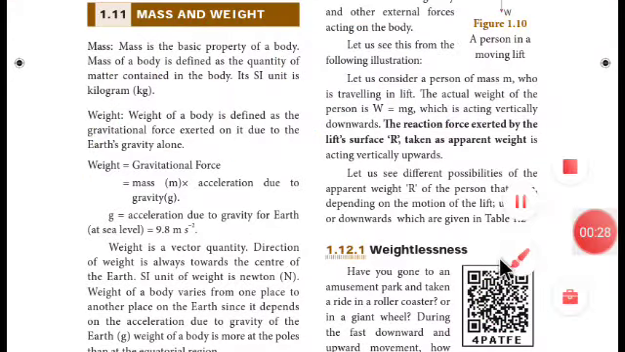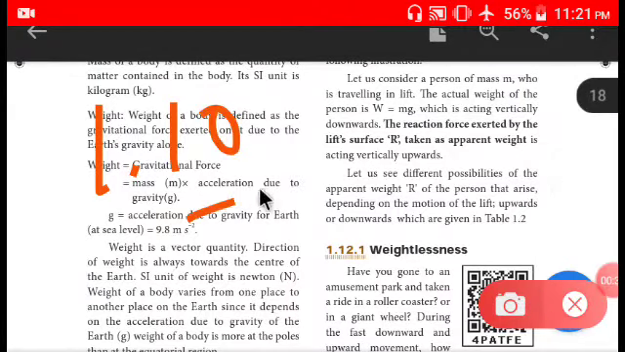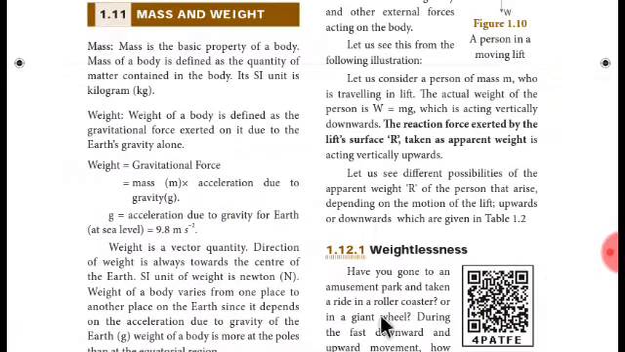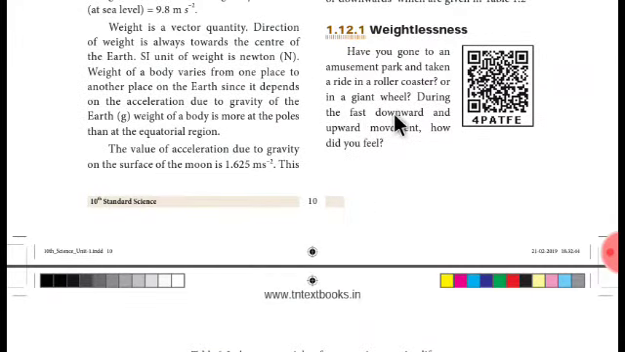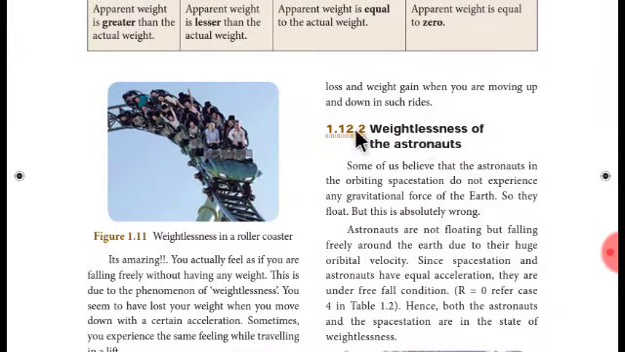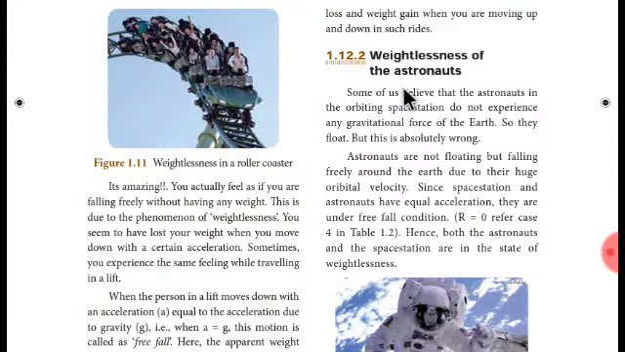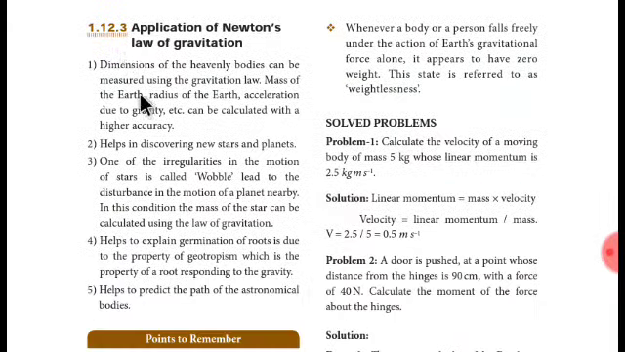So welcome to your lecture 1.10, the final lecture of the laws of motion topic. In this lecture we will be discussing weightlessness, what it is and how it is applied, and the weightlessness of astronauts. Here you will learn why astronauts are not actually floating but are freely falling. Then we will do the application of Newton's law of gravitation.